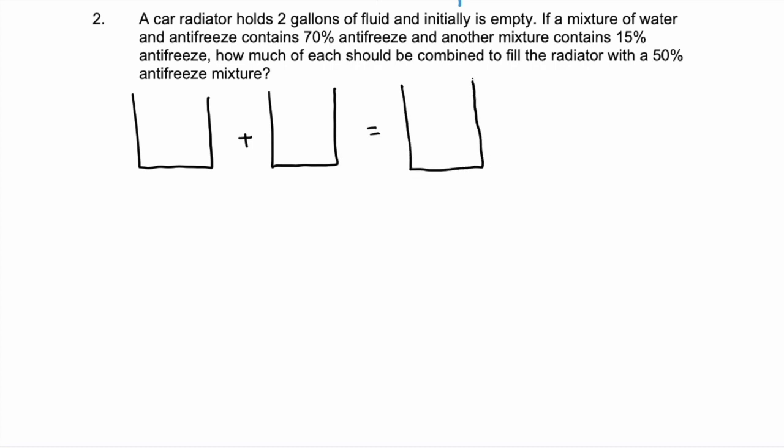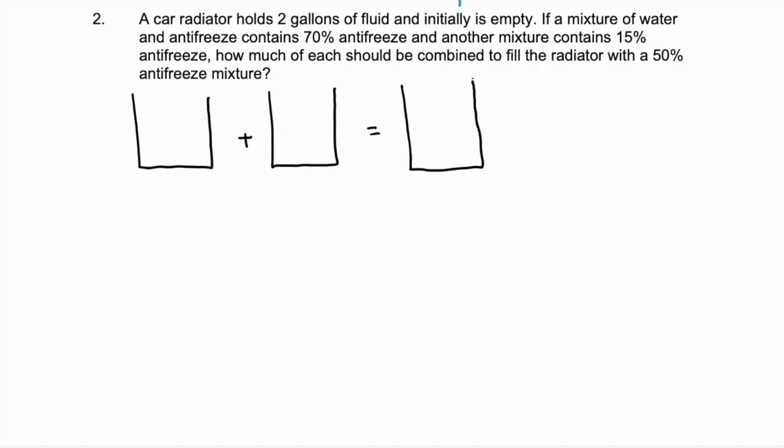This word problem has a lot going on. So start with the basics. We know that we have 2 containers that we're mixing together to equal a third container. So just draw a picture of it. So we have our first container, and we add that to our second container, and it gives us our third container. Now we can go back through and figure out what we know about each of these containers.